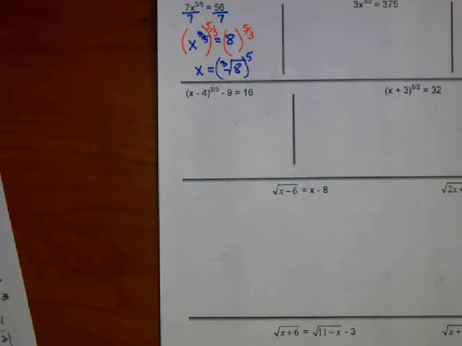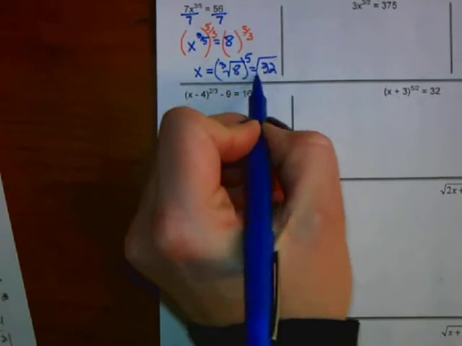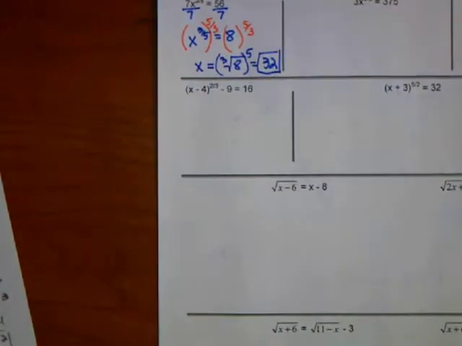That's legal? Yes, before. What's the cube root of 8? 2. What's 2 to the 5th? 32. Cube root of 8 is 2, to the 5th is 32. X is 32. Not too bad, huh?